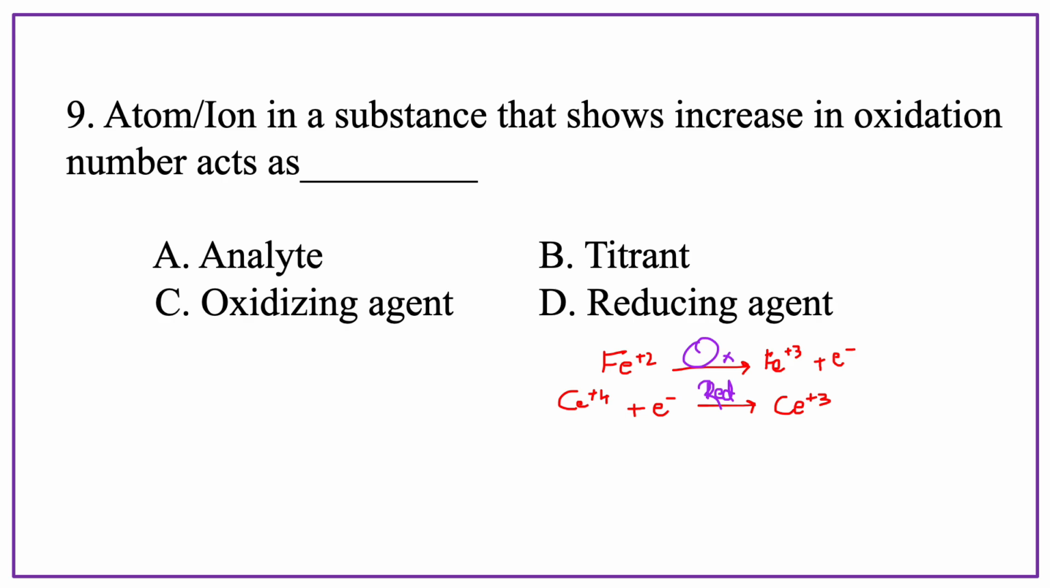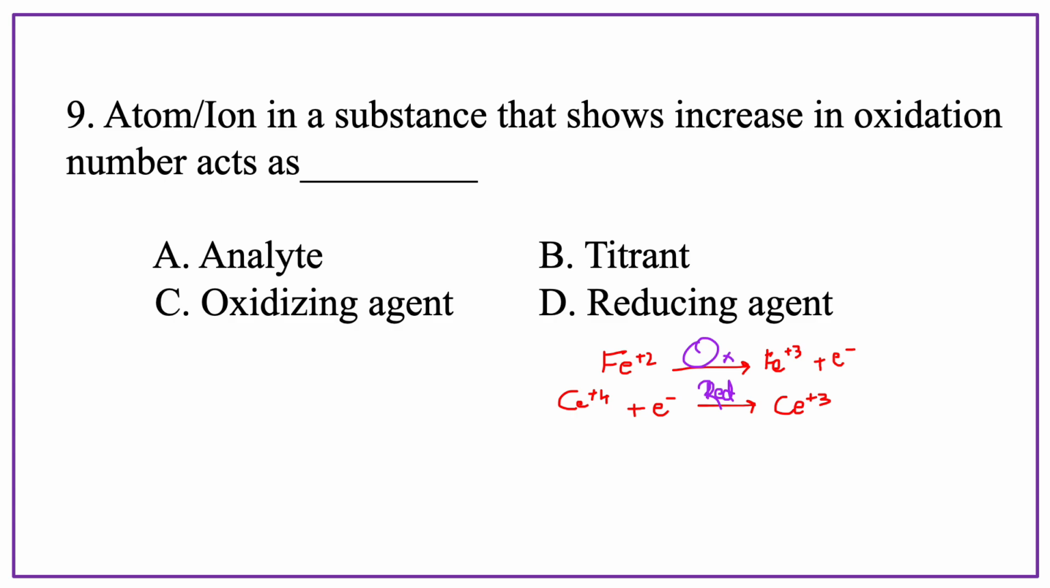Now we need to understand the terms oxidizing agent and reducing agent. The substance that undergoes oxidation itself acts as a reducing agent, and the substance that is undergoing reduction itself acts as an oxidizing agent. Here, FeSO4 acts as a reducing agent and cerium sulfate acts as an oxidizing agent. Fe undergoes oxidation, so it acts as a reducing agent. Cerium sulfate undergoes reduction, so it acts as an oxidizing agent.